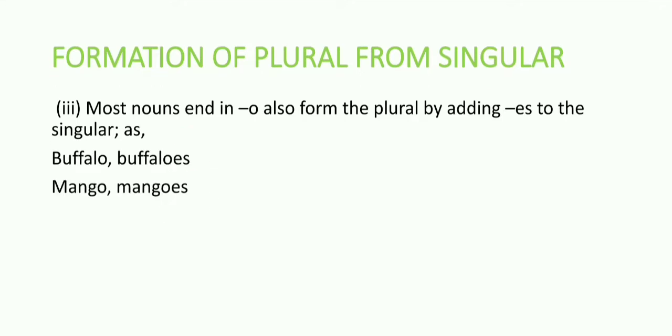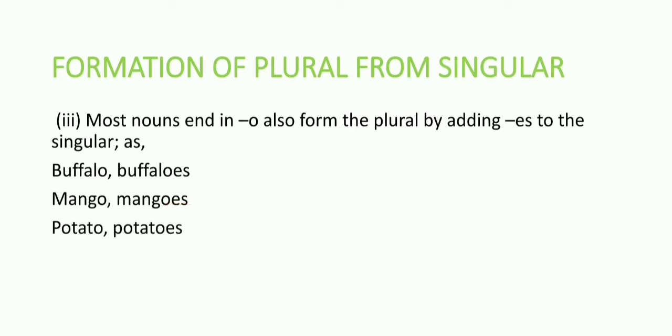Next we have mangoes, so mangoes, at the end you can see es, addition of es, and it is making it plural. नेक्स्ट वी हैव पोटैटो एंड पोटैटोज, एंड पे हमें नज़र आ रहा है कि ओ है और ओ के आखिर में हमने ई एस ऐड कर दिया है, एंड इट बिकम्स प्लूरल.